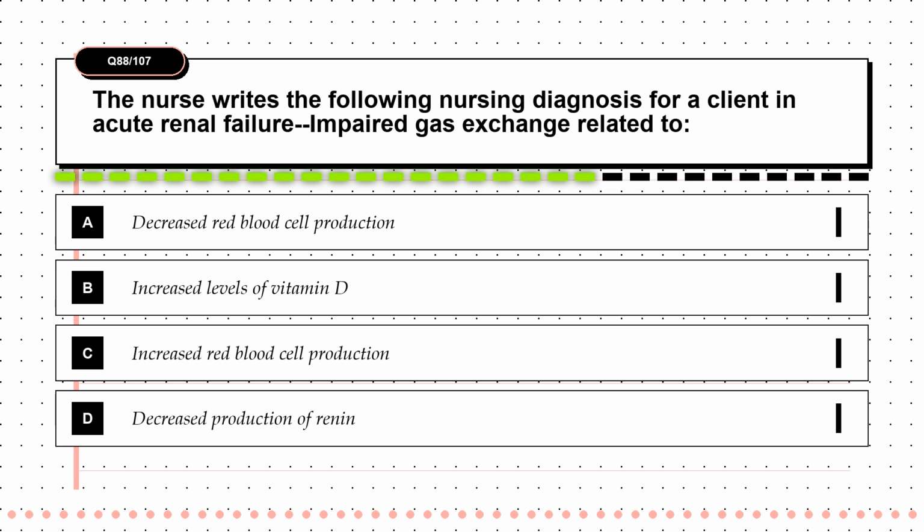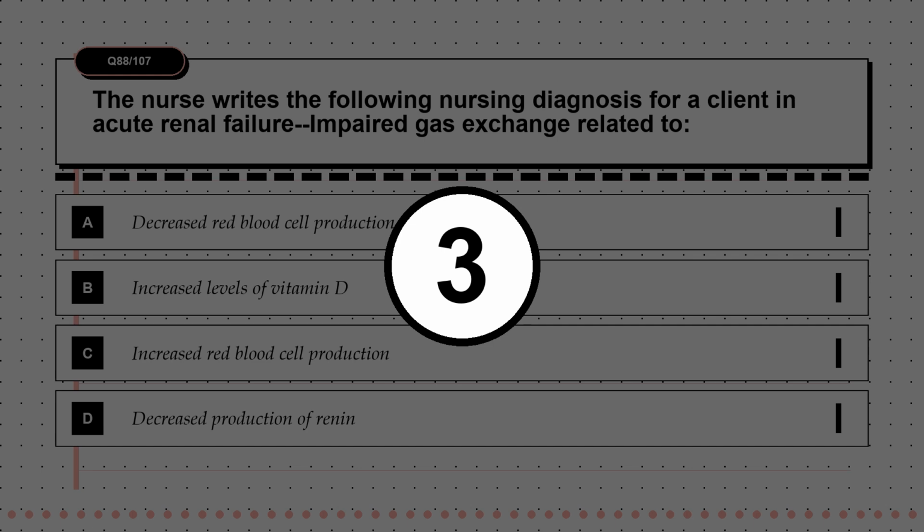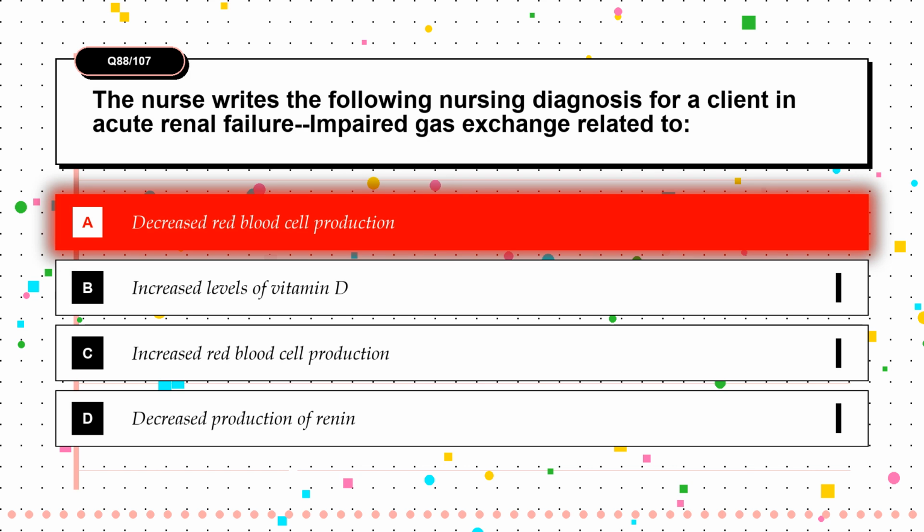exchange related to. Here are the options. Option A. Decreased red blood cell production. Option B. Increased levels of vitamin D. Option C. Increased red blood cell production. Option D. Decreased production of renin. The correct answer is option A. Decreased red blood cell production.